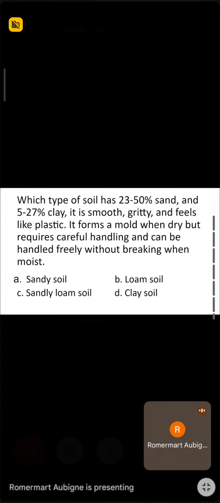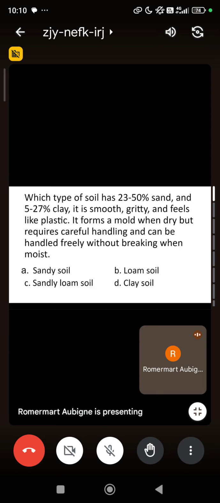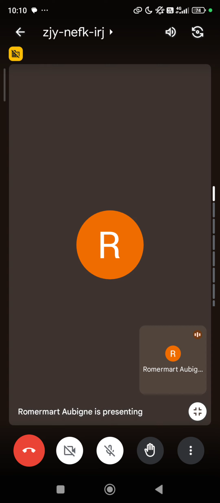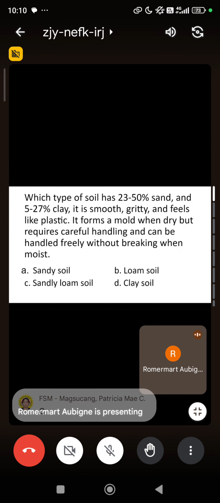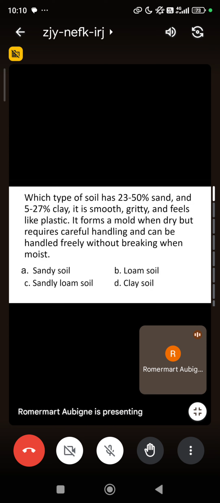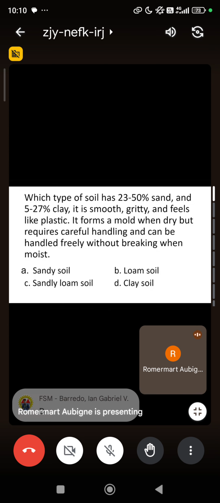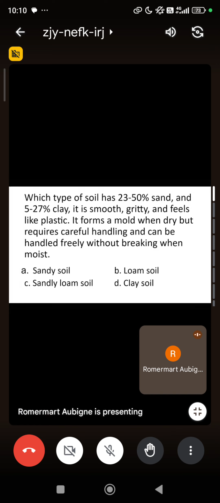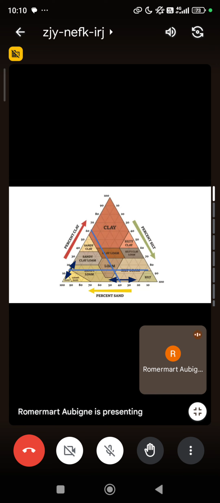Next, we have which type of soil has 23 to 50% sand, and 5 to 27% clay. It is smooth, gritty, but requires careful handling and can be handled purely without breaking when moist. A. Sandy soil. B. Loam soil. C. Sandy loam soil. Or D. Clay soil.